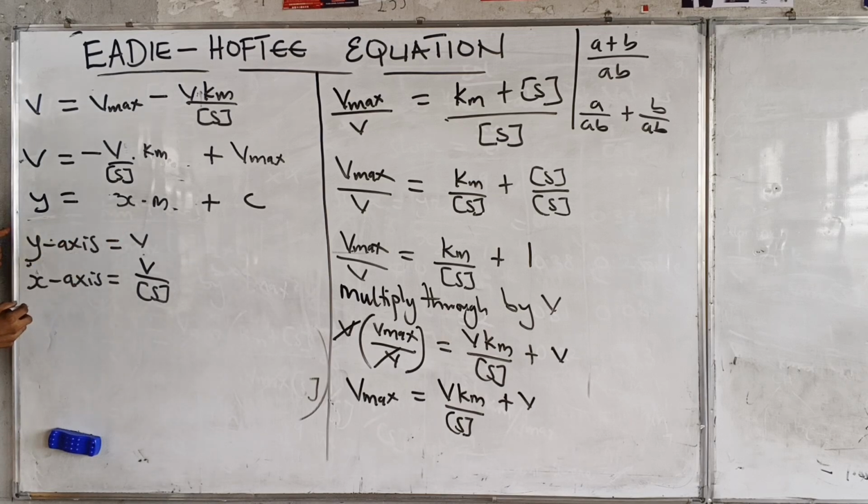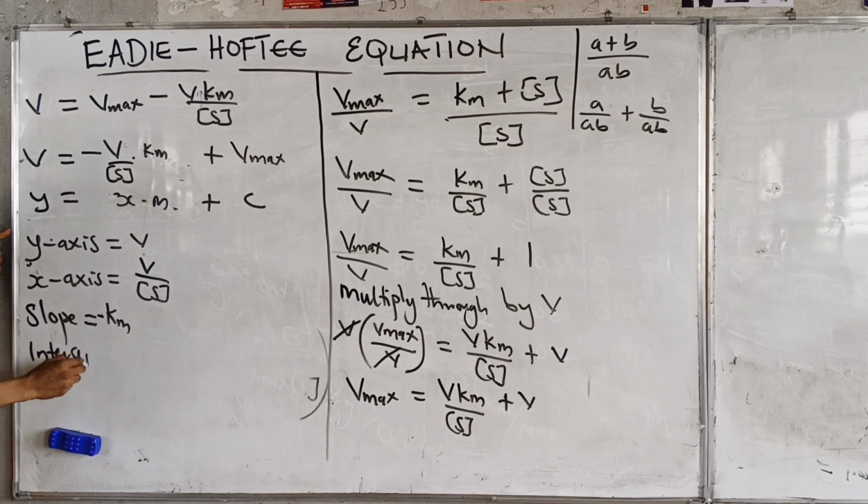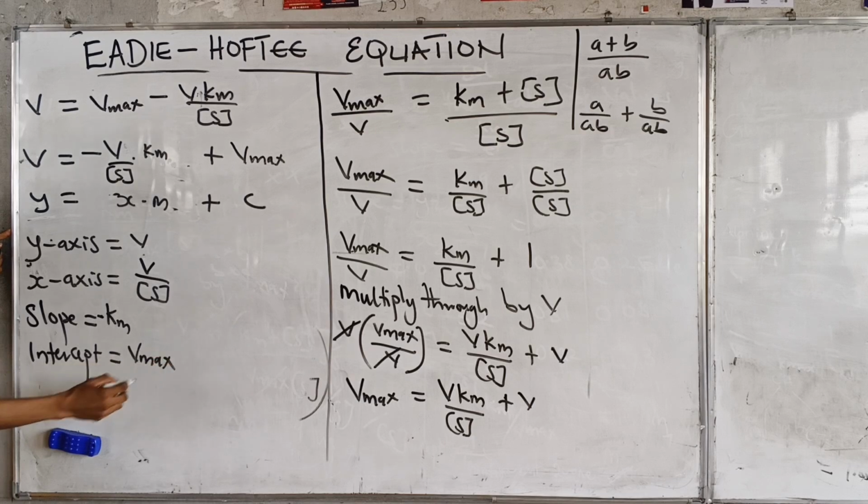M represents what? Slope, right? So slope is equal to what? Km, right? Is it Km? Minus Km, right? Minus Km. And C is the intercept, right? So intercept is equal to what? V max. Alright.